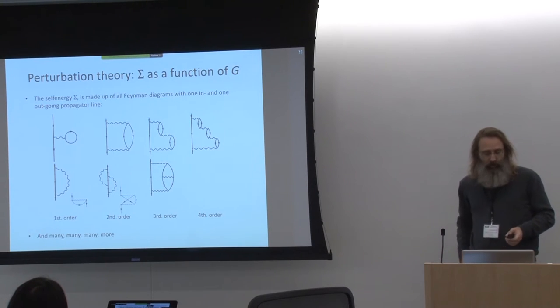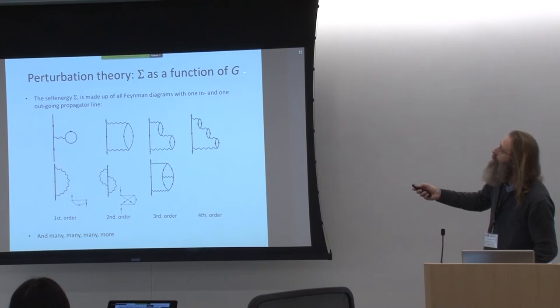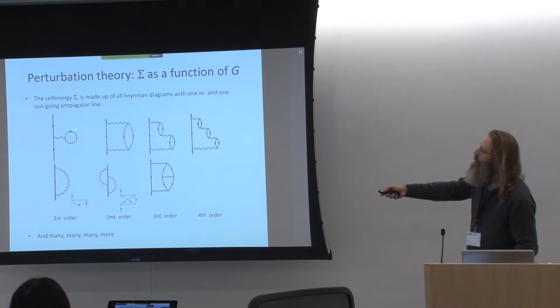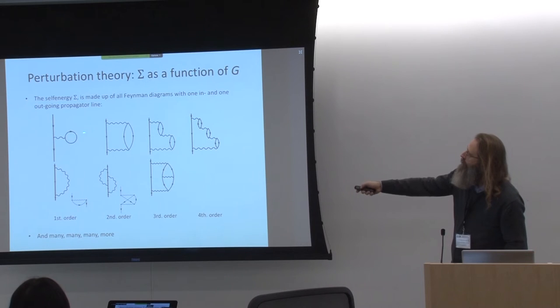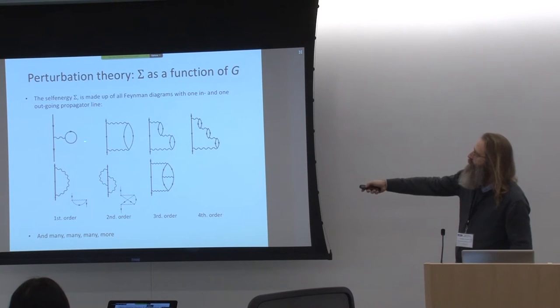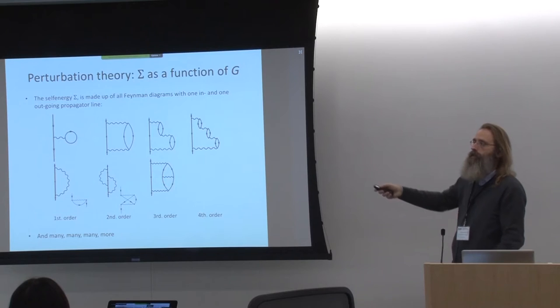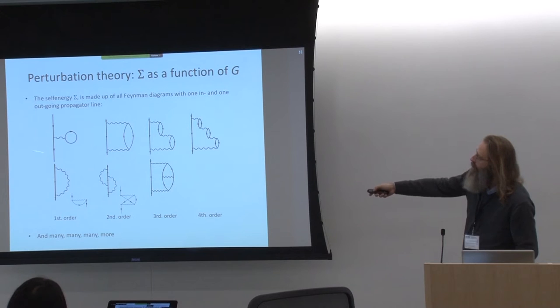So in perturbation theory, the self-energy is a function of these Green's functions. We can write it as a function of these Green's functions. And we can draw all these nice little diagrams, and I will give some indication of what they mean. A little ball like this is just the density at a certain point. And this little wiggly line is a Coulomb interaction. So this is a particle traveling in my system, interacting with a density through a Coulomb interaction. So this is a simple Hartree interaction.